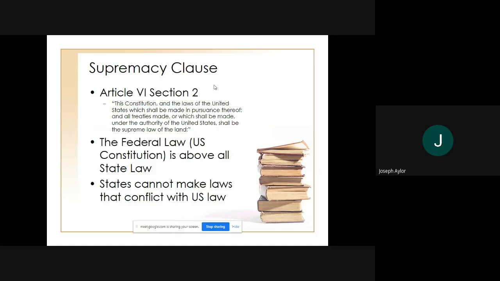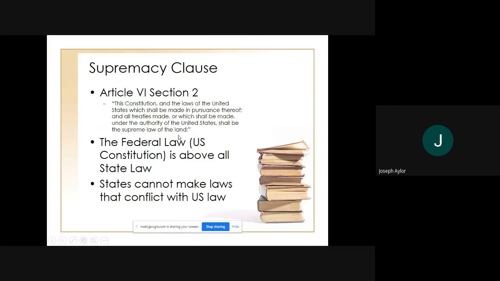So the first one is the supremacy clause, and it is the statement within Article 6 of the Constitution. You do not need to know the Section 2 part, but you do need to know Article 6. The supremacy clause states that this Constitution and the laws of the United States, which shall be made in pursuance thereof, and all treaties made shall be the supreme law of the land.